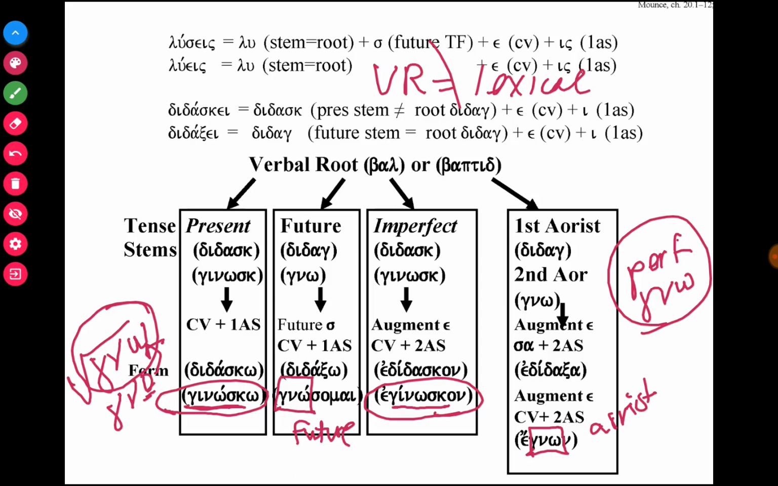So again, when do you use the lexical form when it has a different verbal root? It's going to be for the present and the imperfect tenses. And for the verbal root, it's going to be used for all the tenses, including the future, the aorist, and the perfect.